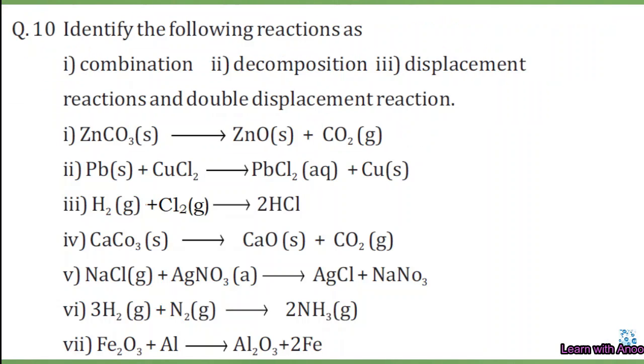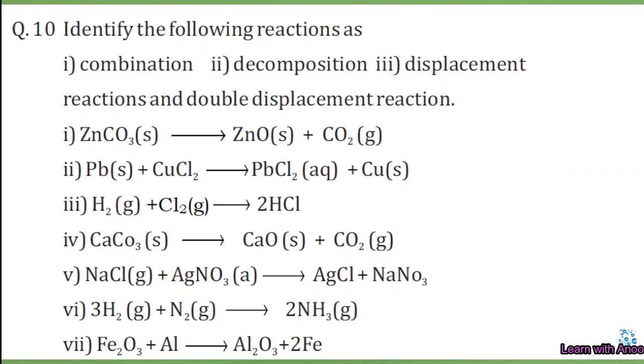Next, identify the following reactions as combination, decomposition or displacement. Number 1, ZnCO3 gives ZnO + CO2. It is a decomposition reaction. Next, Pb + CuCl2 gives PbCl2 + Cu. It is a displacement reaction. Next, H2 + Cl2 gives 2HCl. It is a combination reaction. Next, CaCO3 gives CaO + CO2. It is a decomposition reaction.